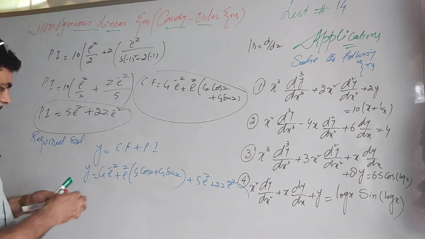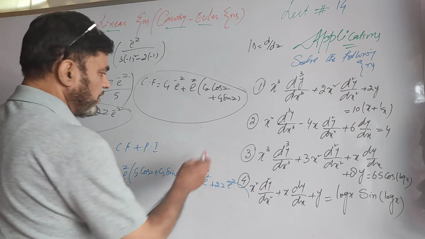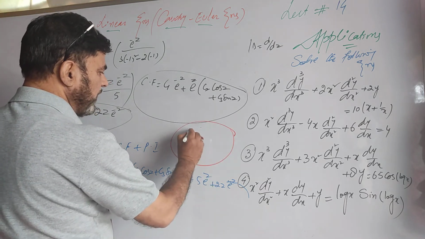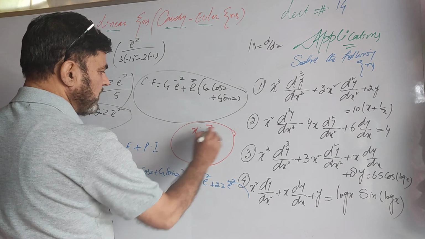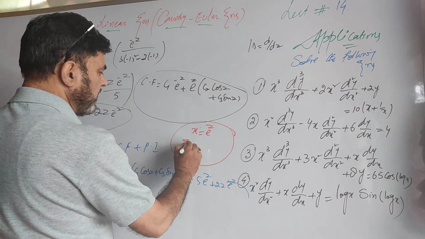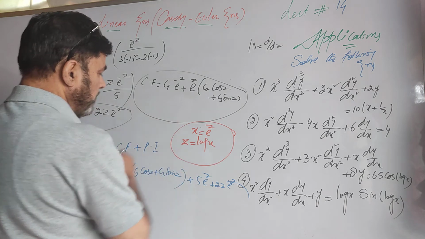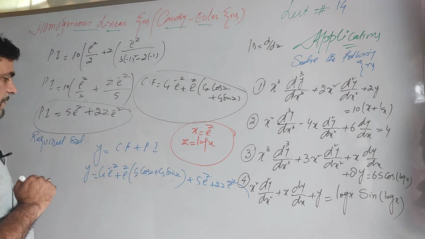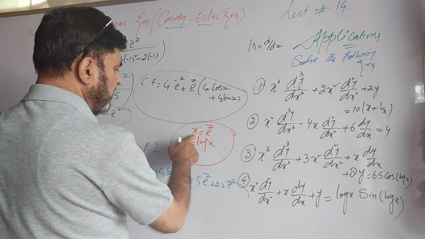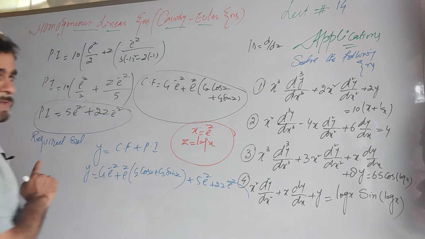Now look here, I will make it short now. We have put x is equal to e raised to the power z, which means where you have z, instead of z you will write log x. You will replace z by log x, and e raised to the power z by x, e raised to the power minus z by x raised to the power minus 1.